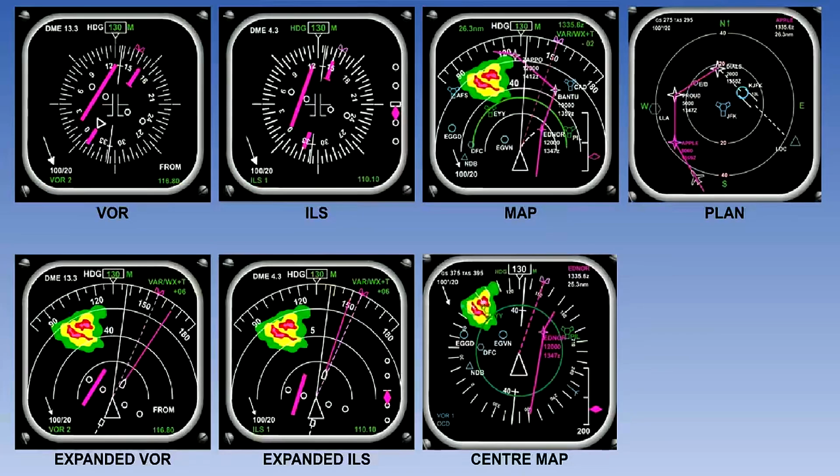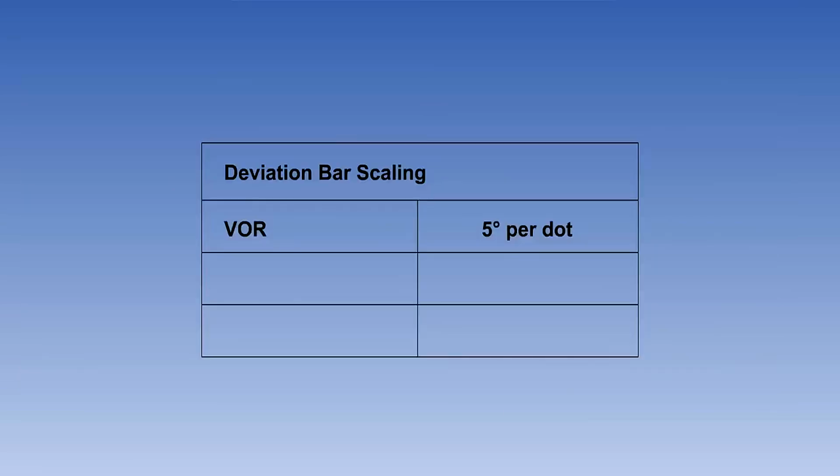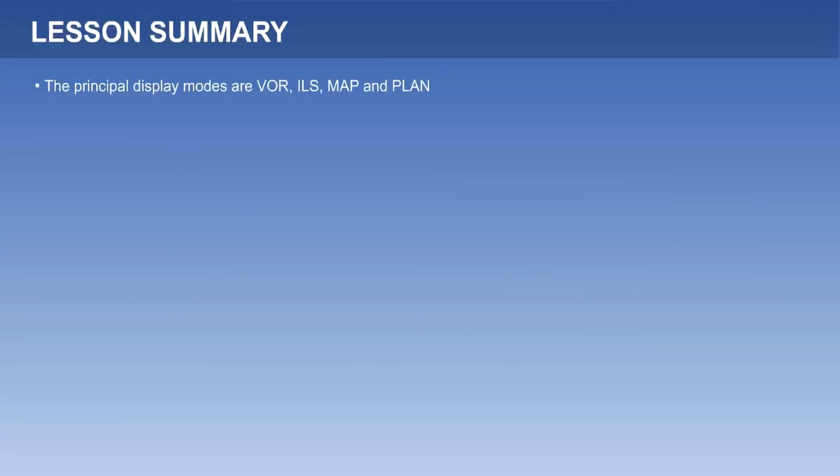We said that there were 7 possible EHSI displays. The lateral deviation bars have different scaling depending on the mode selected. For VOR it is 5 degrees per dot. For full ILS it is 1 degree per dot. For expanded ILS it is half a degree per dot. The principal display modes are VOR, ILS, map and plan.